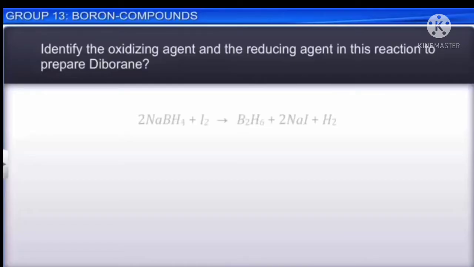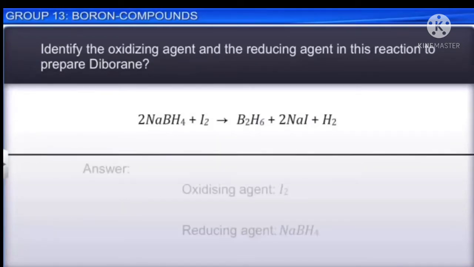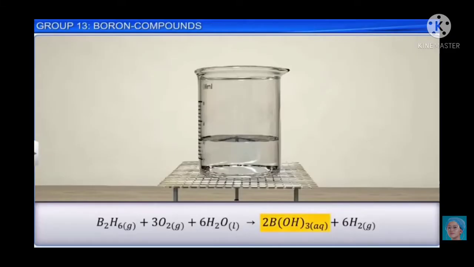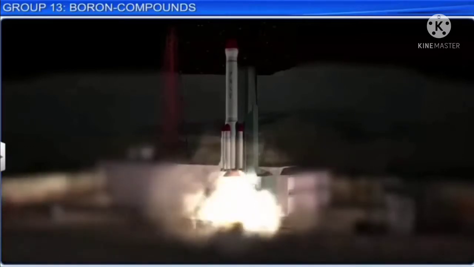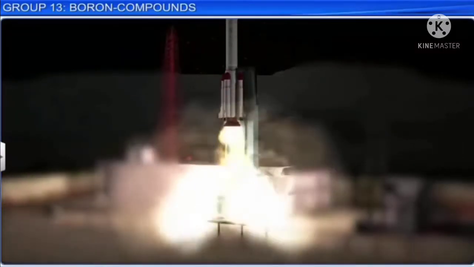Try to answer this question on your own before continuing. Identify the oxidizing agent and the reducing agent in the reaction of sodium borohydride. Boranes are used as fuels for rockets, because of their exothermic reaction with oxygen.